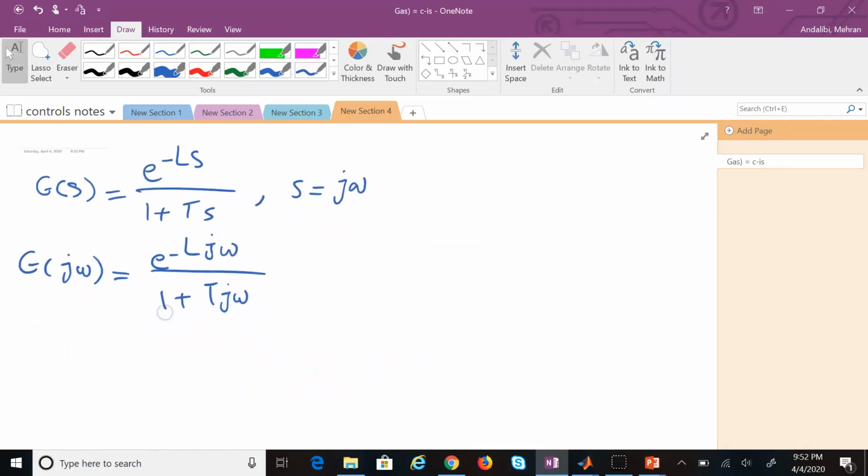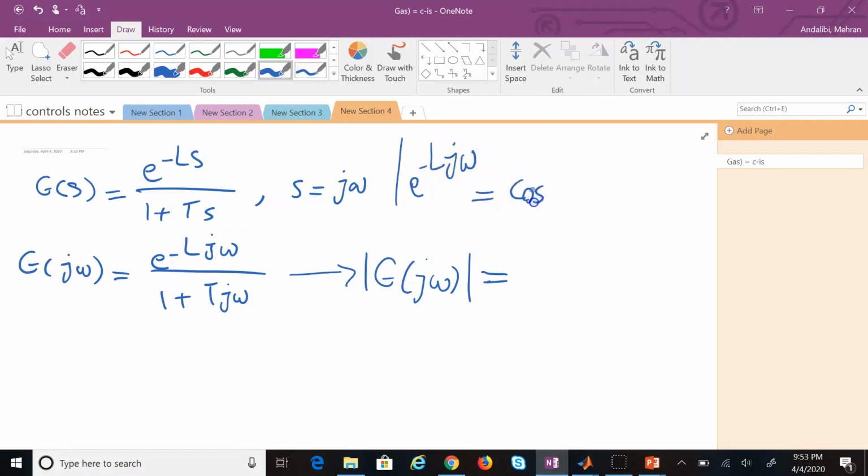And now what is the magnitude, what is the phase of this? So what is the magnitude? It's the magnitude of the numerator divided by the denominator. Now what is the magnitude of the numerator? If you remember anything from complex numbers, you know that based on Euler's formula, e to the negative Lj omega was cosine of L omega minus j times sine of L omega. And the magnitude of this complex number is, of course, what? Real part squared plus imaginary part squared, which is 1. So the magnitude of the numerator is 1.